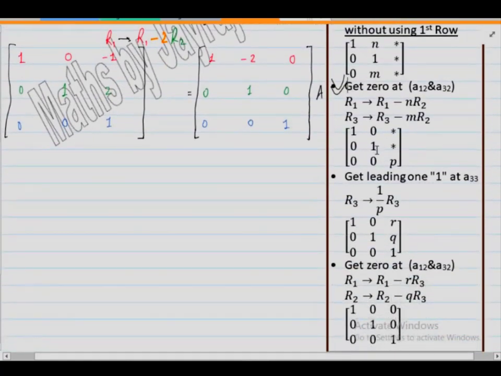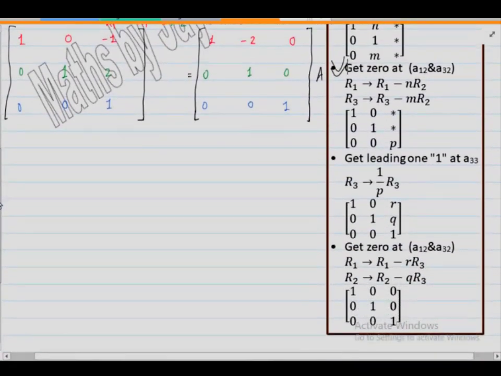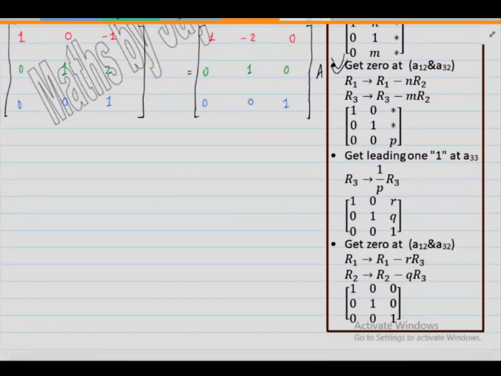Now we need to get the next step, in which we need to get the leading one at A33, and we already have the leading one at A33. So we get the values of P, R and Q, right?